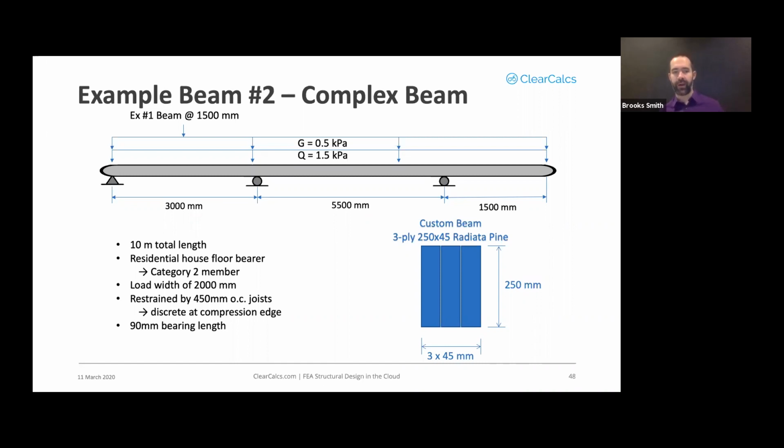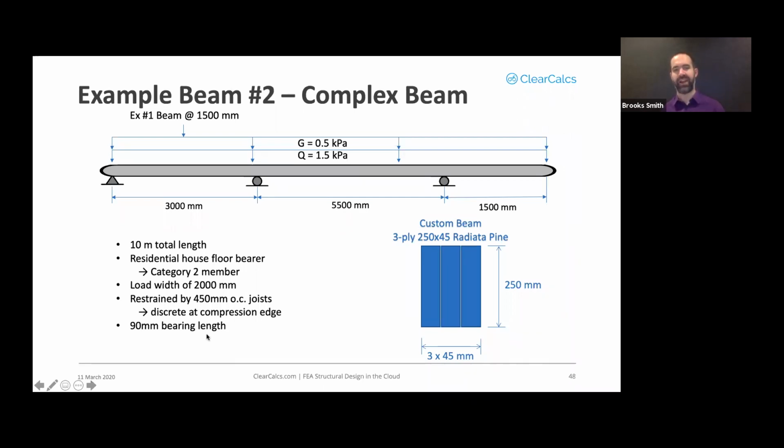Because it's a floor bearer, because it's so long, it's definitely a category 2 member. I'm going to assume a load width of 2 meters, and we're going to assume that it's restrained at 450 millimeter on center joists. Because those joists are going to be on top of the bearer, that means that we have discrete restraints at what's typically the compression edge. So I'll select that as the option.